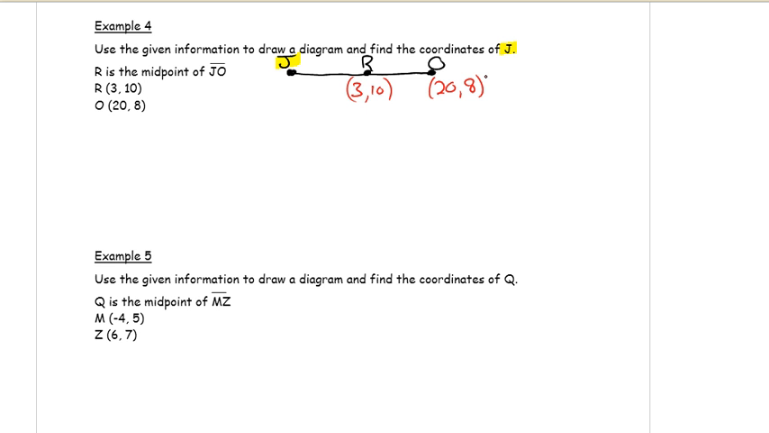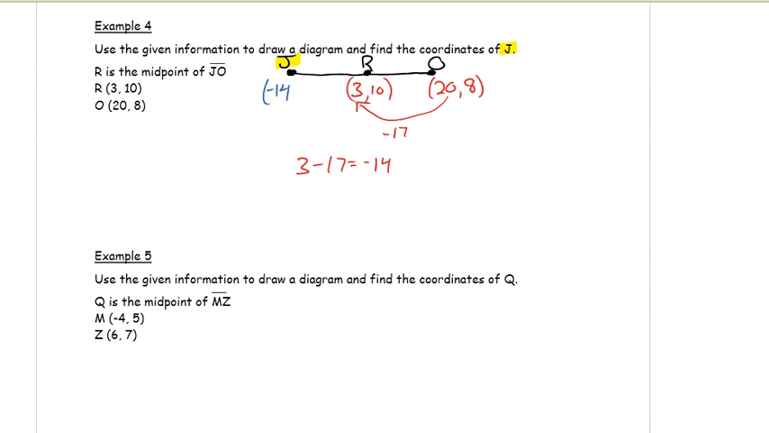You can try and use the formula and do it that way, but if you draw yourself a picture and look at it, you can figure out exactly what the midpoint is. To go from 20 to 3, I have to take away 17. So if I go from O to R, I'm taking away 17. To go from R to J, since it's the midpoint, I have to take away 17 more. So 3 minus 17 is negative 14. So the x-coordinate of J is negative 14.